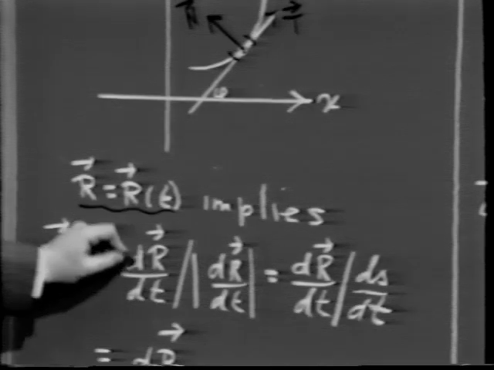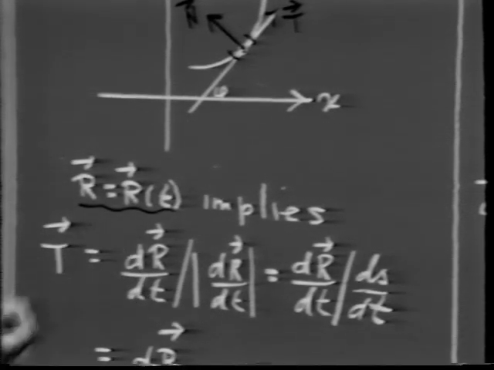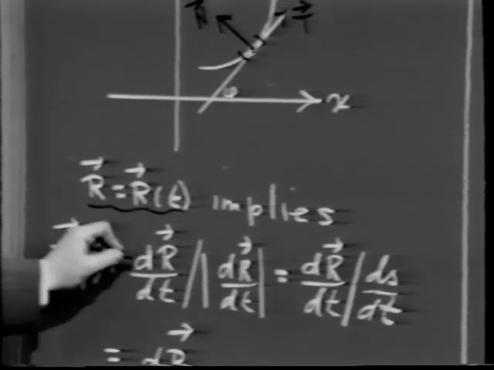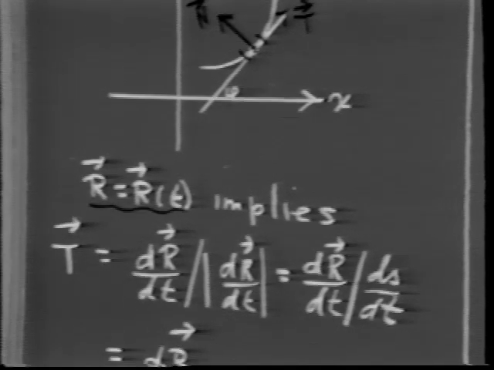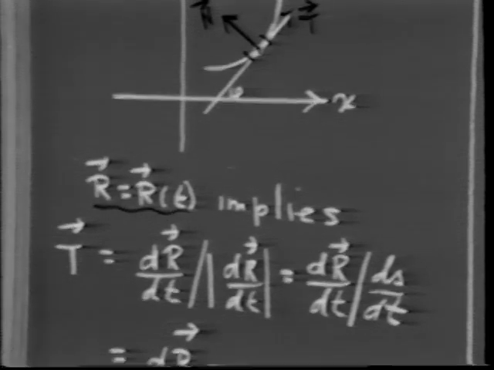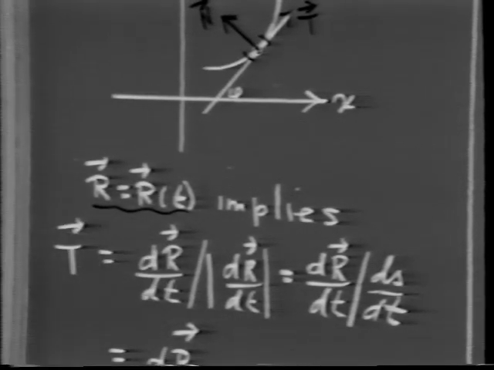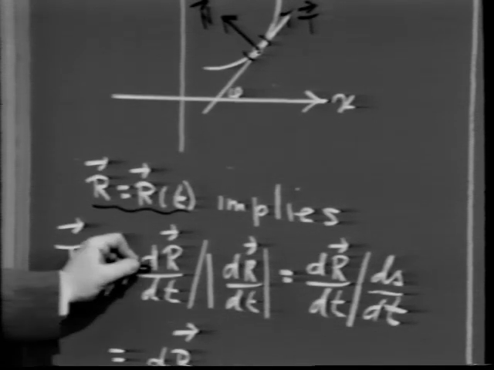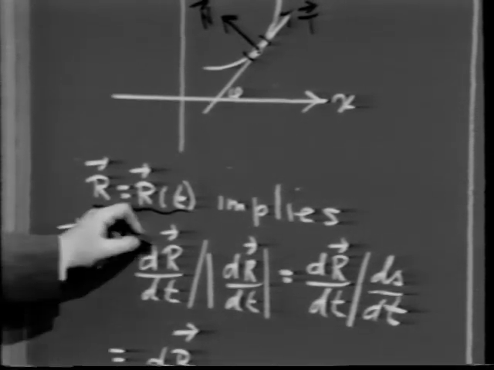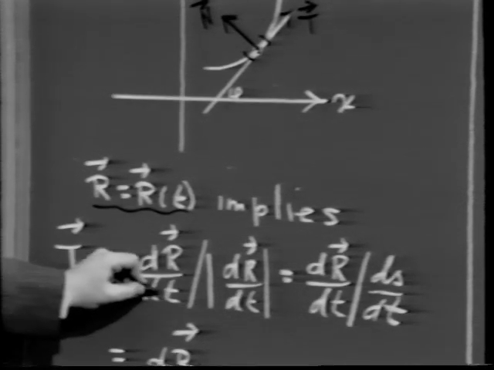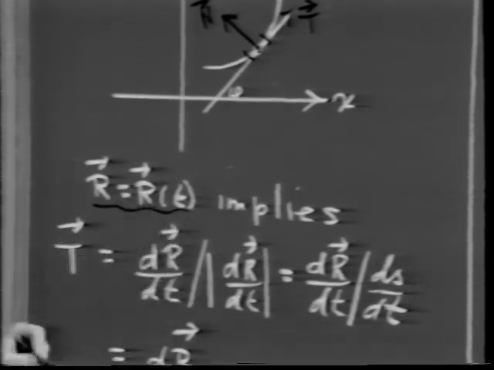Well, as long as dr/dt is always tangent to the curve, what prevents it from being a unit tangent vector? Nothing prevents it from being a tangent vector, because it's already tangent to the curve. All that could go wrong is that the magnitude of dr/dt is not 1. That's again a very simple point to fix up. Namely, if the magnitude of dr/dt is not 1, suppose we divide that vector by its magnitude.